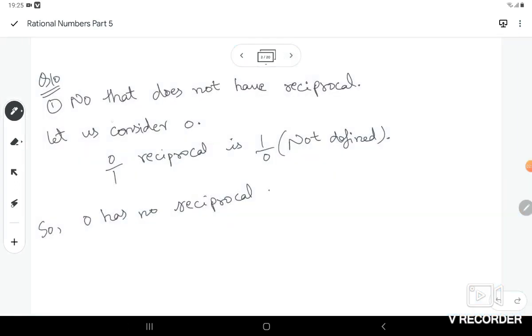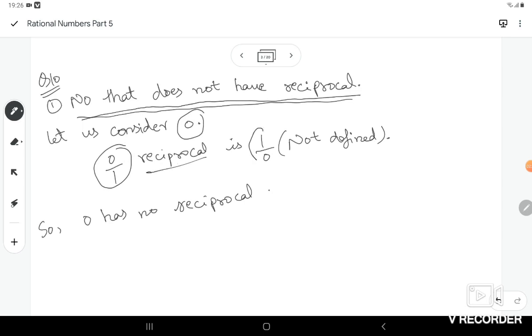Now next question is, tell us the number that does not have any reciprocal. So let us consider the number 0 and take the reciprocal. 0 can be represented as 0 by 1, and the reciprocal of 0 is 1 by 0, which I have already cleared in the previous videos, is not defined. That is, it is not any type of number. So 0 has no reciprocal.